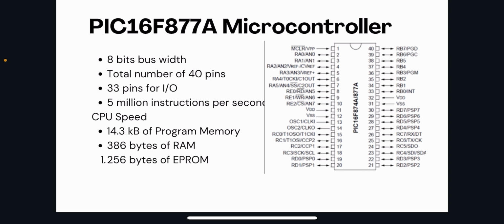It has 5 million instructions per second, that is the CPU speed, and 14.3 kilobytes of program memory, and 368 bytes of RAM, that is random access memory, and 256 bytes of EEPROM, that is electrically erasable programmable read only memory.